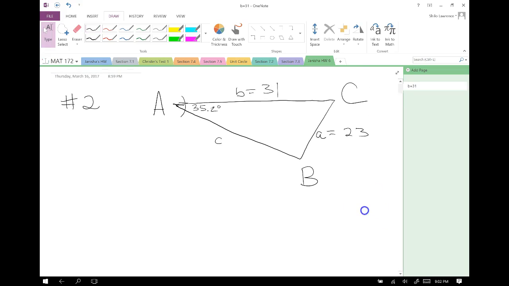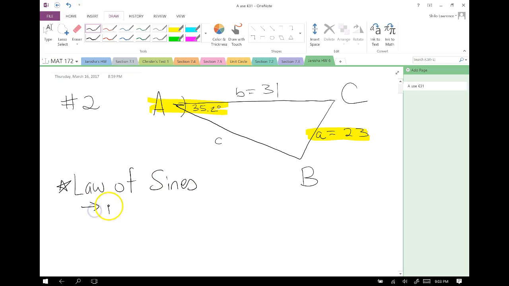So because we have a side angle pair, we've got both of our A's, we can use law of sines. Anytime you have a side angle pair, you can use law of sines. And we learn about law of sines in section 1. Law of cosines is when you don't have any side angle pairs.